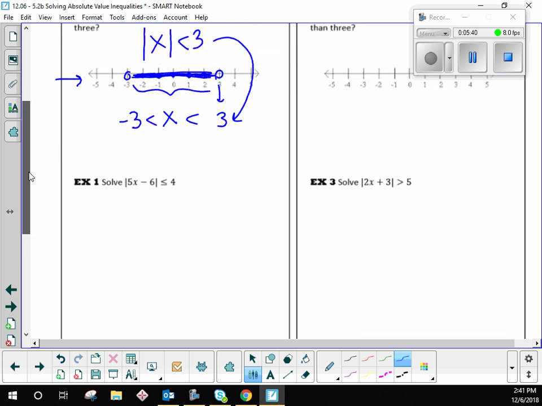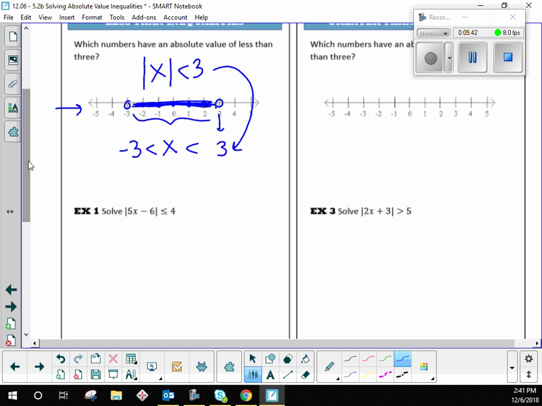So for this example, let's talk about how we went from there to there. We took the x out of the absolute value and we wrote it here, and then we took the 3 and we made a negative version and a positive version.